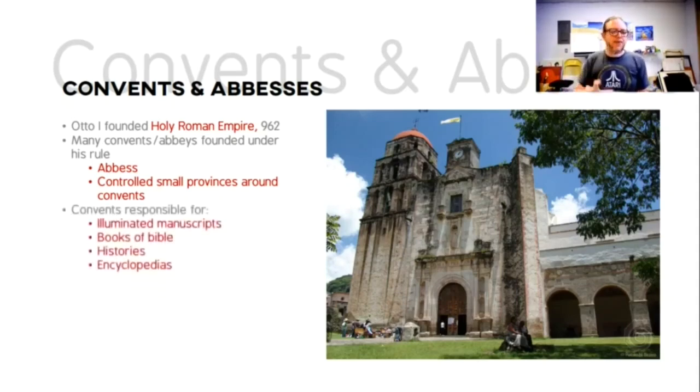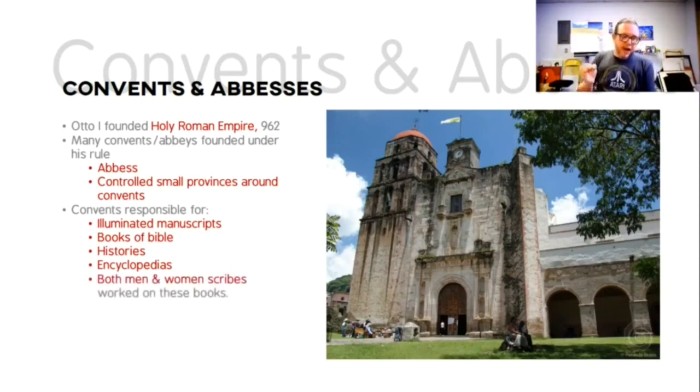These convents were responsible for much of the art that we see from the Middle Ages. They were responsible for illuminated manuscripts. They were the ones who scribed many of the books of the Bible for those who wanted to have a personal copy of it, or they might have just been used to educate later generations in the convent or abbey itself. They also are responsible for writing down a lot of the history of this time period. And they wrote a lot of encyclopedias. Again, these were usually edited material from lots of other sources that were compiled together, either for education somewhere else, but most often it would be used for the education of the nuns in the convent in later generations. And again, there were both men and women scribes that worked on these books.